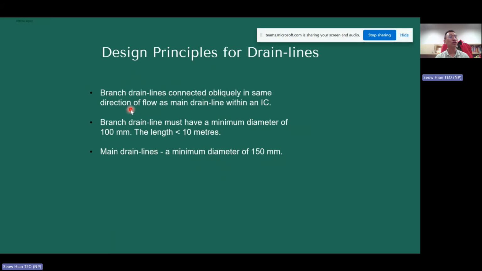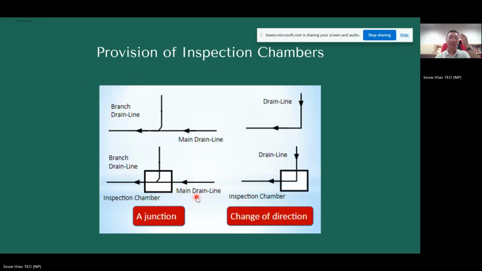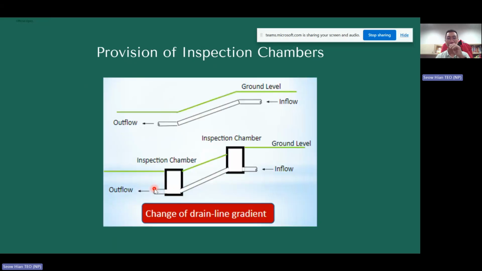Design principle: each drain is connected obliquely in the same direction of flow as the main line within the IC. A drain line must have a minimum diameter of 100 mm and the length must be less than 10 meters. The main drain line has a minimum diameter of 150 mm. Inspection chambers provide access to the drain for inspection, testing, and clearing of blockages. They are located at a junction, a change of direction, a change of drain line gradient, and a change of diameter. So this is the provision for chambers, where you can see a drain line coming in and the main drain line coming here, right?